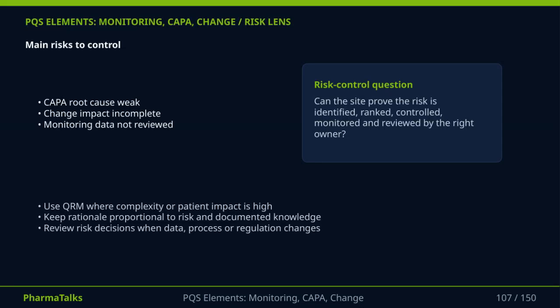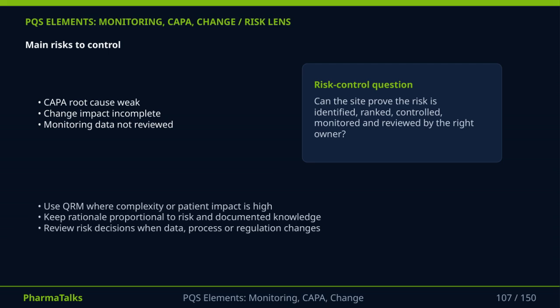On this slide, we're focusing on three key elements within the pharmaceutical quality system: monitoring, CAPA, and change, viewed through a risk lens. The main risks to control here include a weak root cause analysis in CAPA, incomplete assessment of change impacts, and failure to review monitoring data effectively. A critical question to ask is whether the site can demonstrate that risks are properly identified, ranked, controlled, monitored, and reviewed by the appropriate owner.